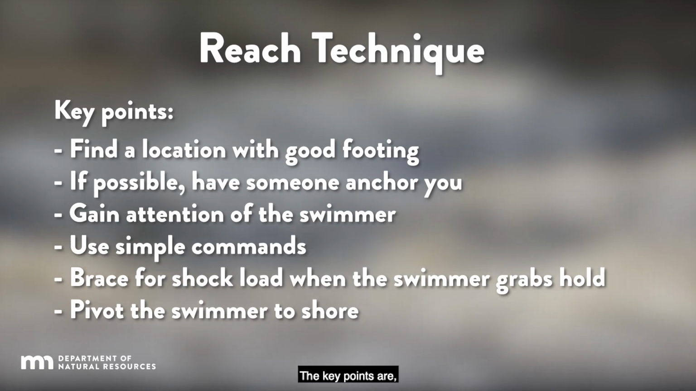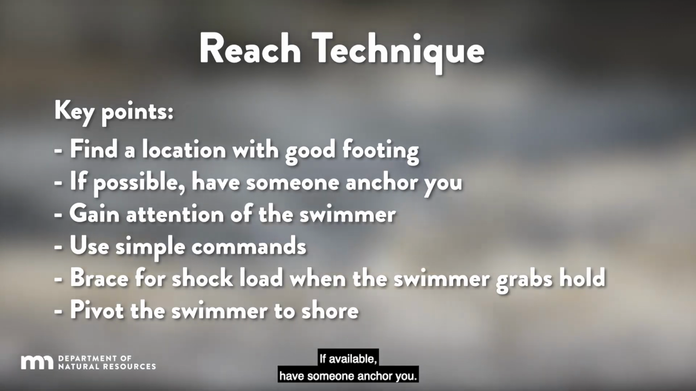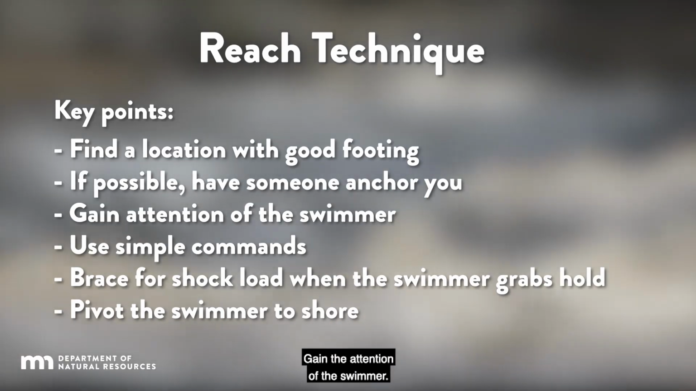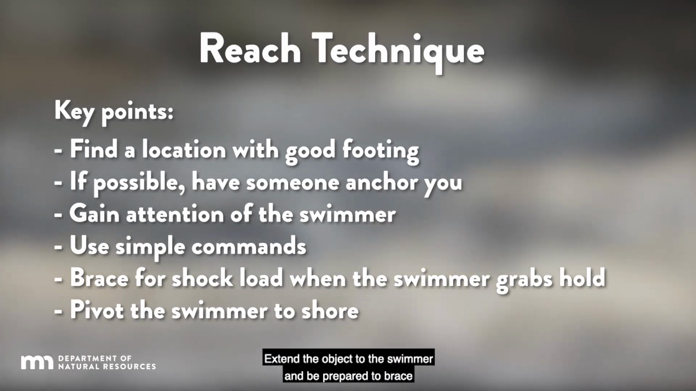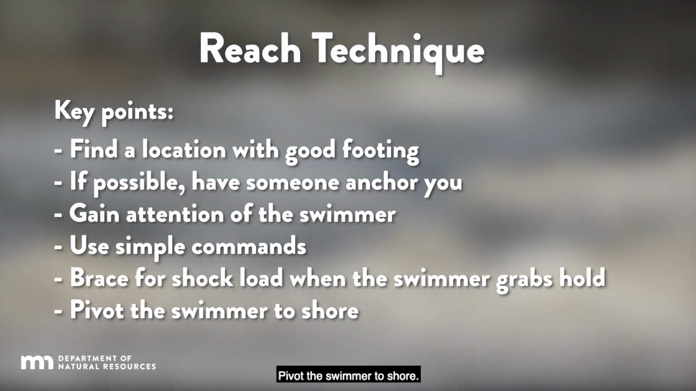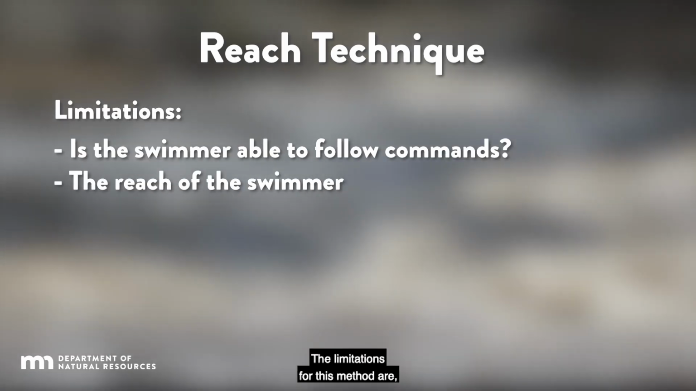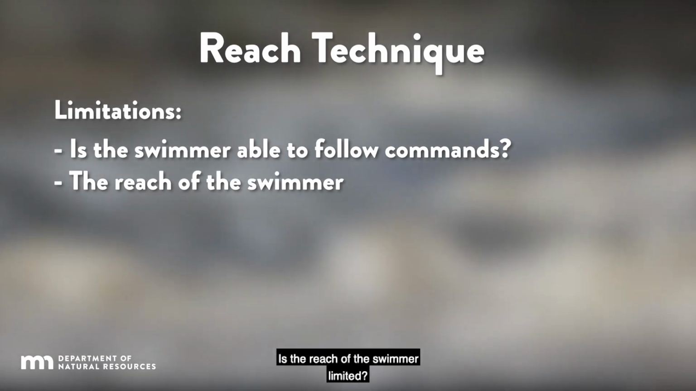The key points are: select a location that has good footing and/or bracing. If available, have someone anchor you. Gain the attention of the swimmer, use clear, simple commands. Extend the object to the swimmer and be prepared to brace for the initial shock load when the swimmer grabs hold. Pivot the swimmer to shore. The limitations for this method are: is the swimmer able to follow commands? Is the reach of the swimmer limited?